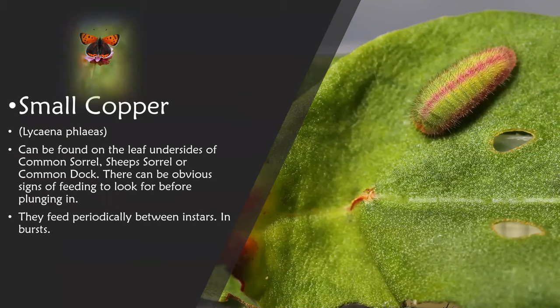So this brightly coloured little character is a final instar small copper. Not an easy species to find in the wild, and at this stage, secretive, sensitive to vibration. They feed on the underside of common sorrel, sheep sorrel or dock, and can be given away at later stages by typical feeding damage. They feed in bursts rather than constantly, and in between times just sit tightly against the leaf's central vein and pretty much motionless. It can develop very quickly, with two or three broods a season.